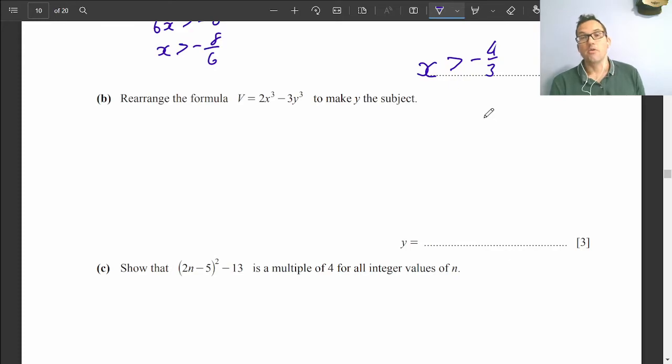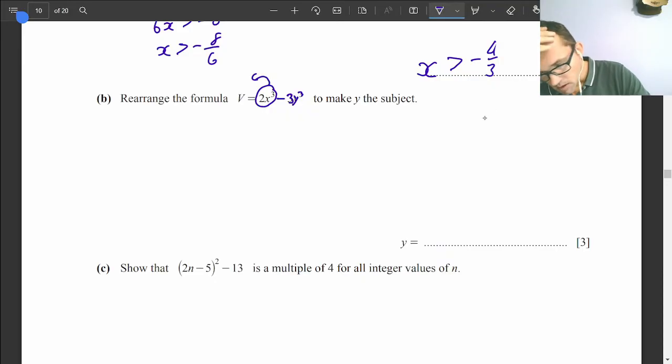Question B, rearrange the formula. We need to make y the subject. Okay, so we always start the furthest away from y, opposite of BIDMAS. So if y was a number, what happens to y? Well, first it gets cubed, then it gets multiplied by 3, then it gets subtracted from all of that. So we're going to start with that, the 2x cubed. Okay, and move that to the other side. So that will be v, and it's positive, so it becomes negative.